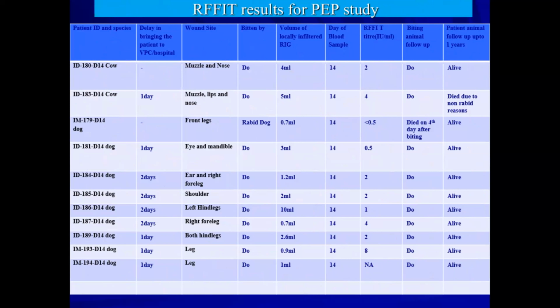So these are the titers, repeat titers that were done, and all had more than 0.5, which is considered protective, by this intradermal vaccination and only wound infiltration of ERIG.